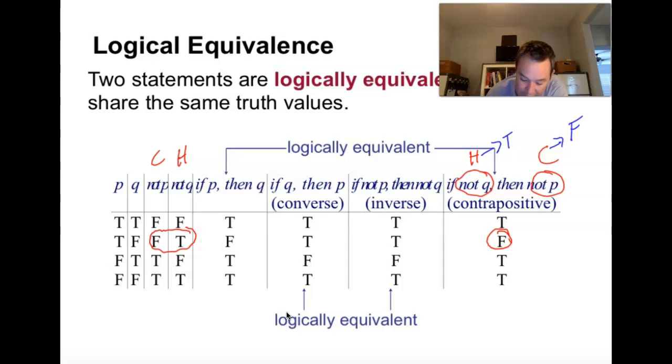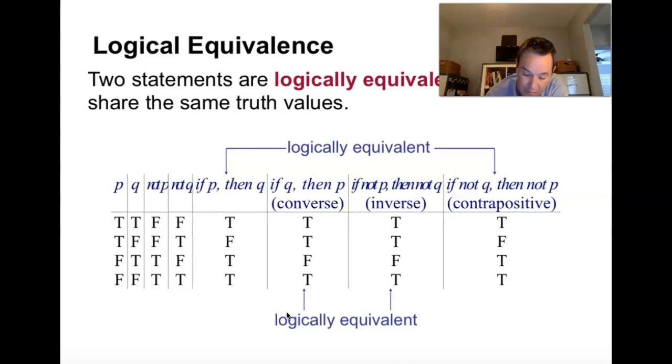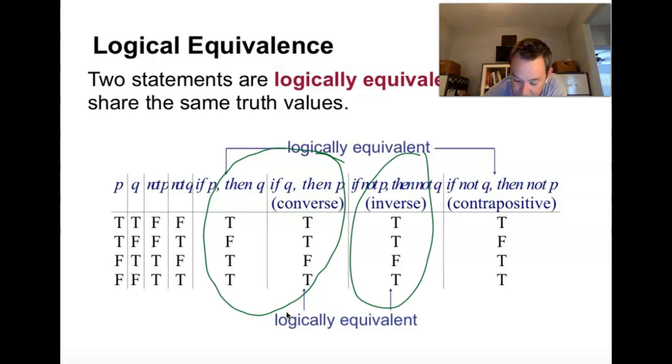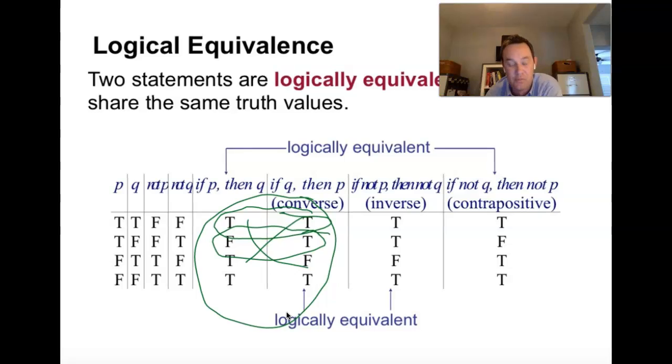And what you notice again is that these two columns have the same truth values at the same times, so they are also logically equivalent. So a conditional statement and its contrapositive are logically equivalent, and the converse and inverse of the conditional statement are logically equivalent. However, the original conditional statement is not logically equivalent to the converse or to the inverse, because they don't have the same truth values at the same time. First row, same. Second row, not the same, therefore not logically equivalent.